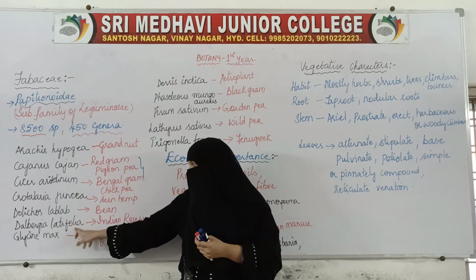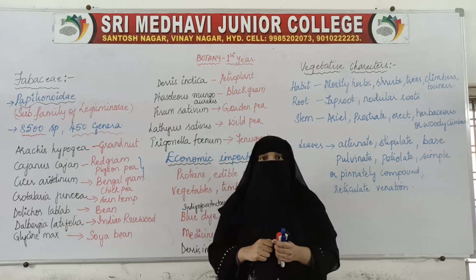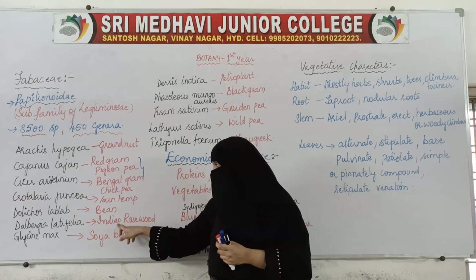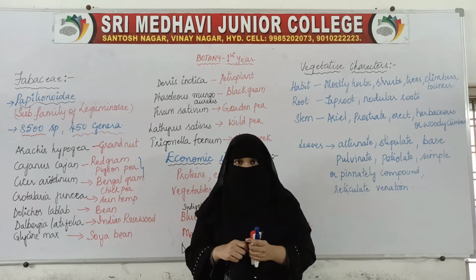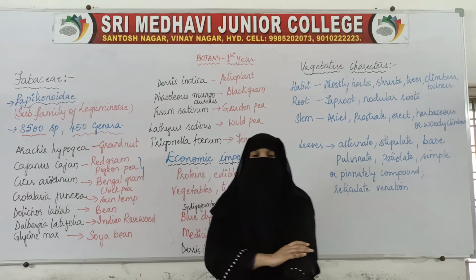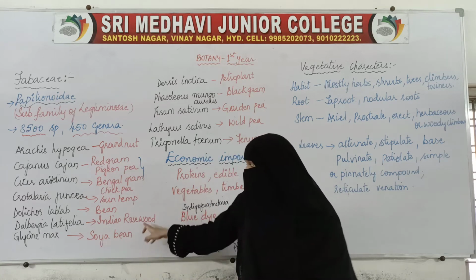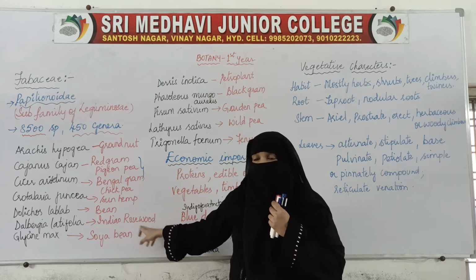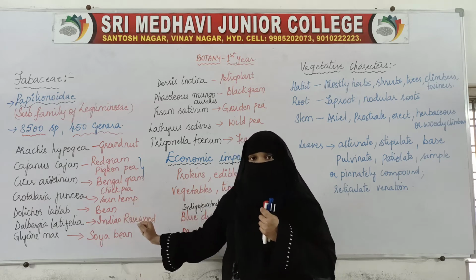Dalbergia latifolia. This is a plant which gives us timber. It is commonly called Indian rosewood. So from this plant we will be getting the wood, the timber.